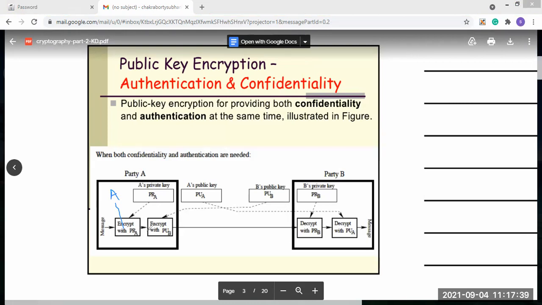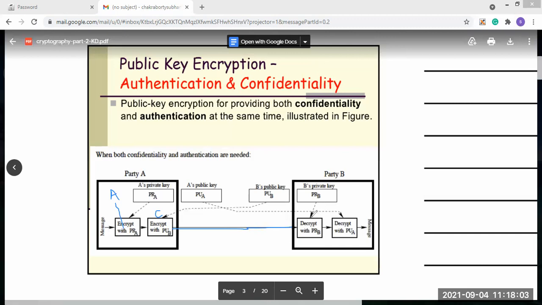And after that encryption, the message is encrypted again using the public key of B. That means this is the confidentiality process. So after that, the message will go over the unsecured channel to the other side.